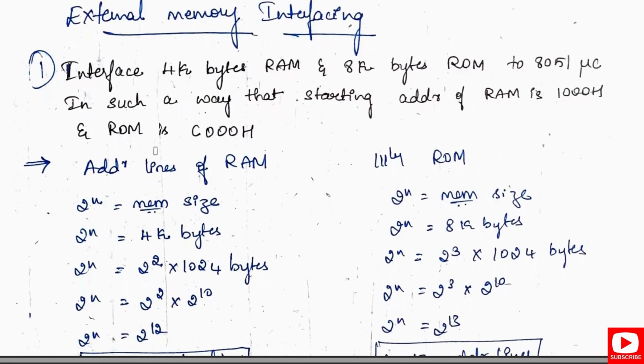The first question: we have 4K bytes of RAM and 8K bytes of ROM. We have to interface them to the 8051 microcontroller in such a way that the starting address of the RAM is 1000H and that of the ROM is C00H. Let us find out the address lines first. 2 power n is the memory size. So for RAM they have given us 4K bytes.